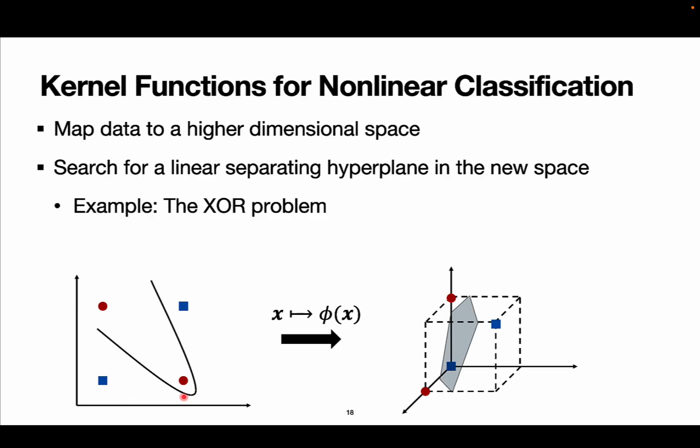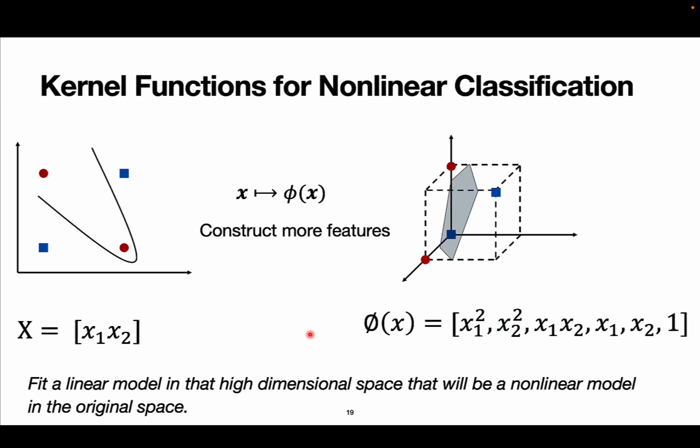One solution is, instead of staying in the original two-dimensional space, map the data into a higher dimensional feature space using a function like phi of x, and then try to fit a linear SVM in that space. Then this linear separator in the higher dimensional space corresponds to a non-linear boundary in the two-dimensional space. Let's see how this plays out in this example.